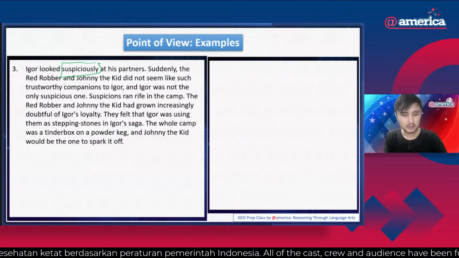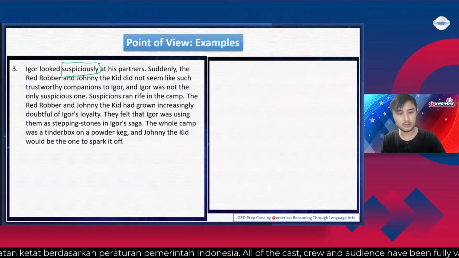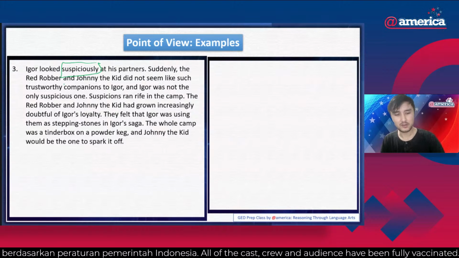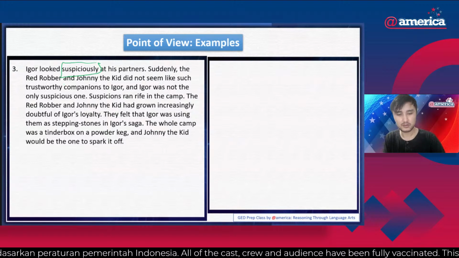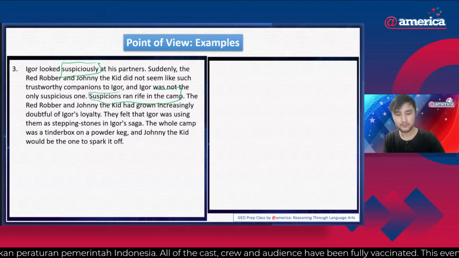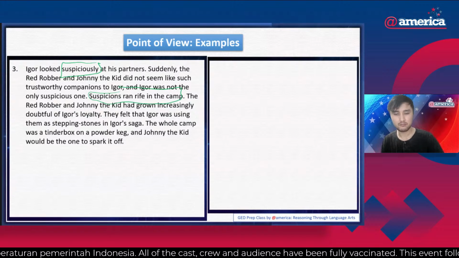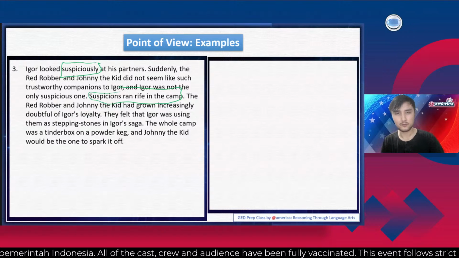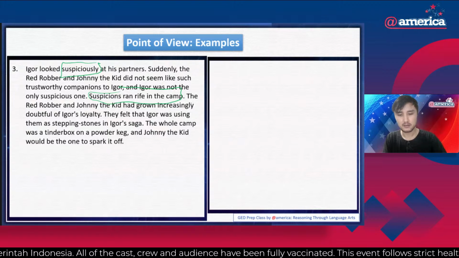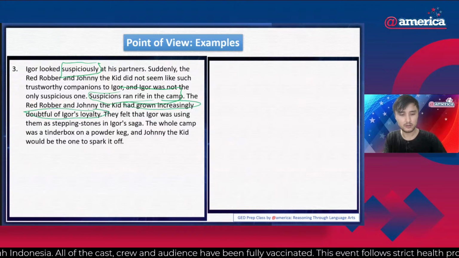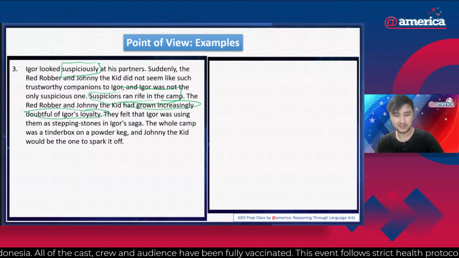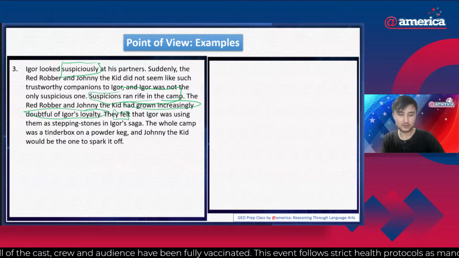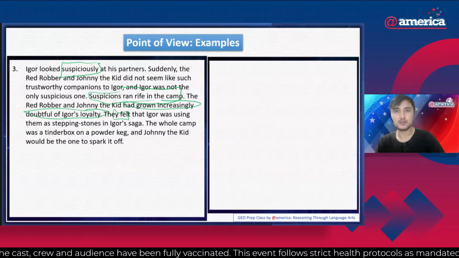Anyway, suddenly the Red Robber and Johnny the Kid did not seem like such trustworthy companions to Jim. And Jim was not the only suspicious one. Suspicions ran rife in the camp, meaning that everyone in the camp was suspicious of one another. Then you can see that they had grown increasingly doubtful of Jim's loyalty. So they felt, again, another emotional word.